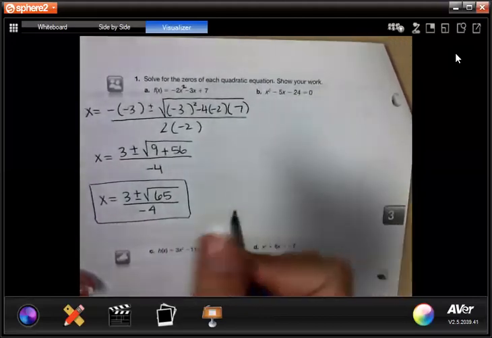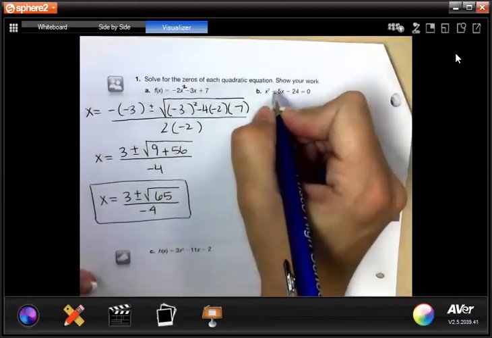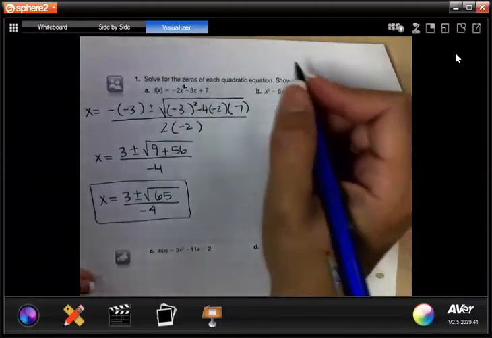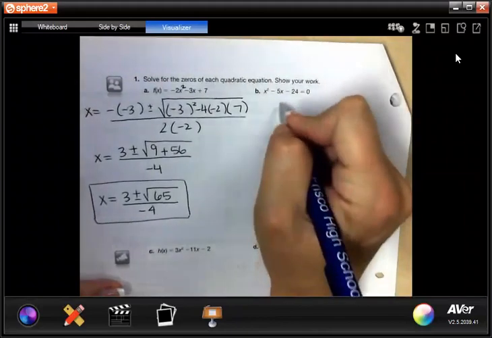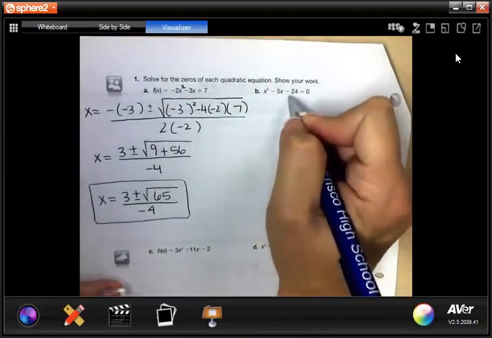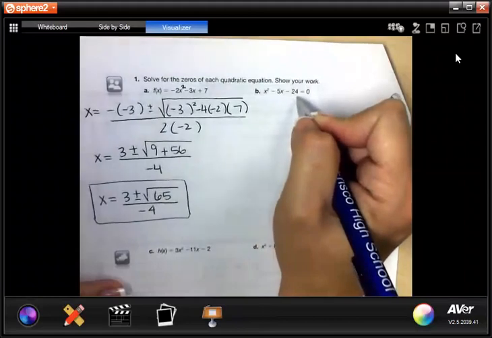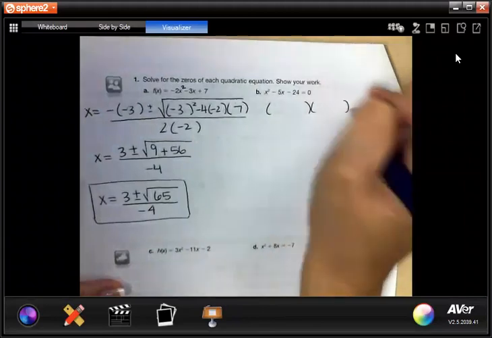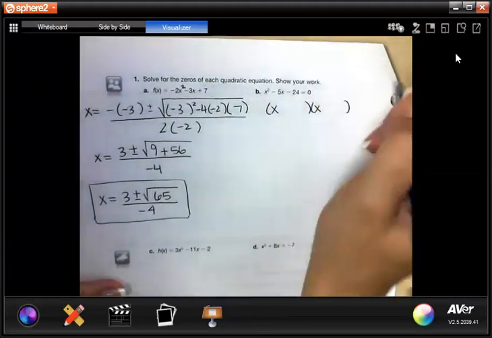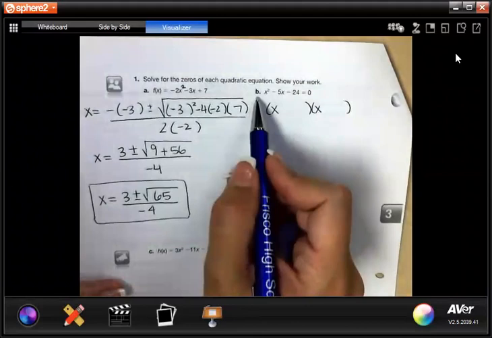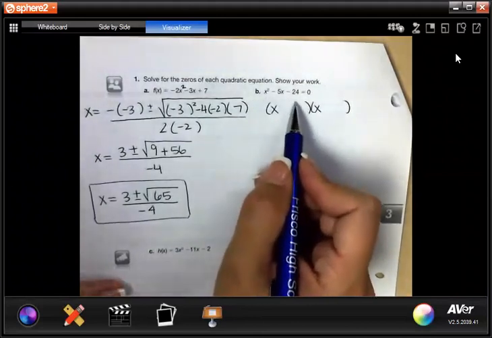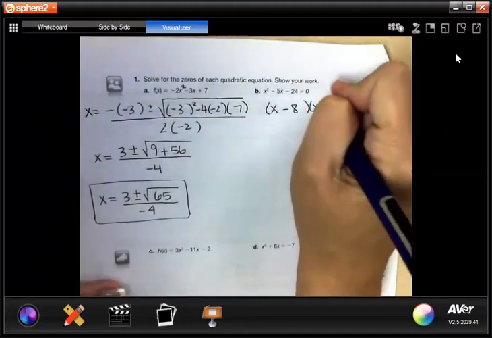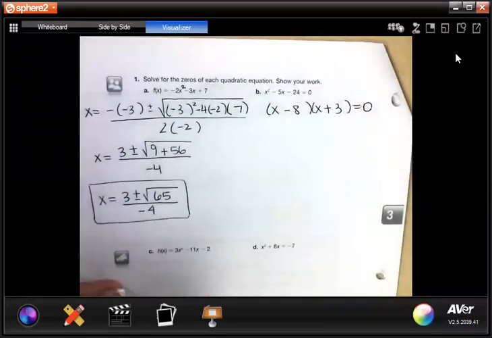All right, for B, I'll go ahead and review factoring. When you look at the trinomial, you want to check first if it factors, because that is easier than the quadratic formula. So when I look at these, I say, can I find something that factors? So I look for what multiplies to be negative 24 and adds to be this negative 5. And so x times x would give me the x squared. And what multiplies to be negative 24 and adds to be negative 5 is negative 8 and positive 3.